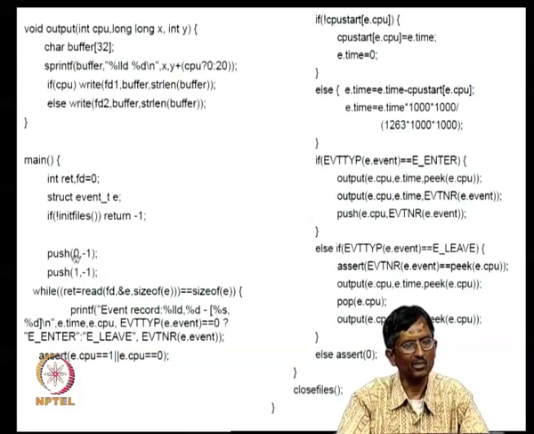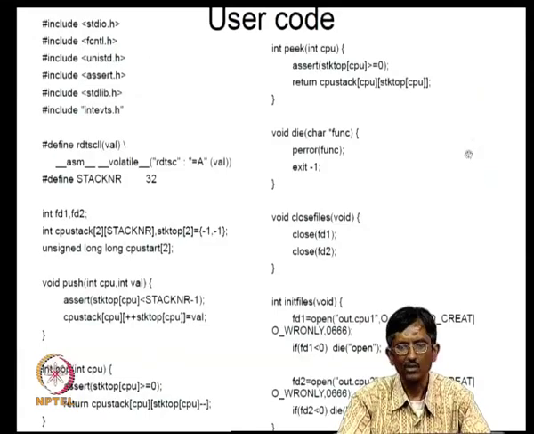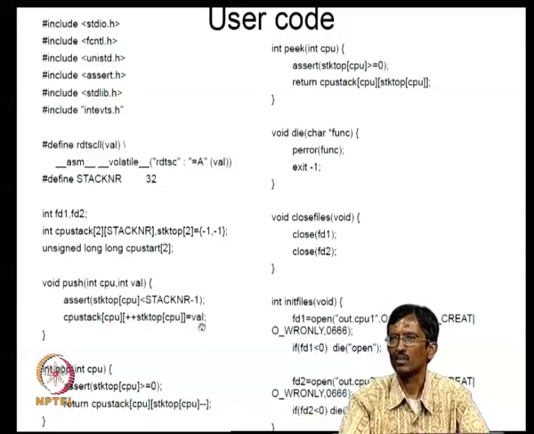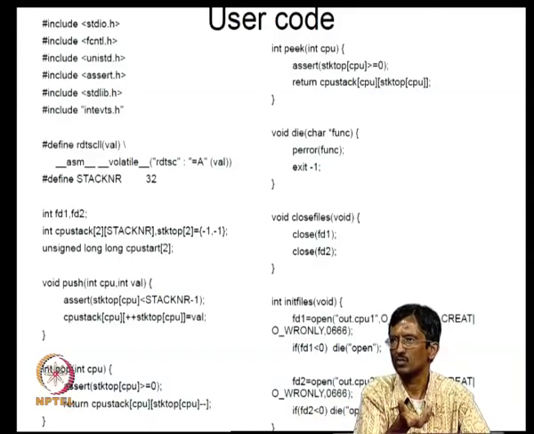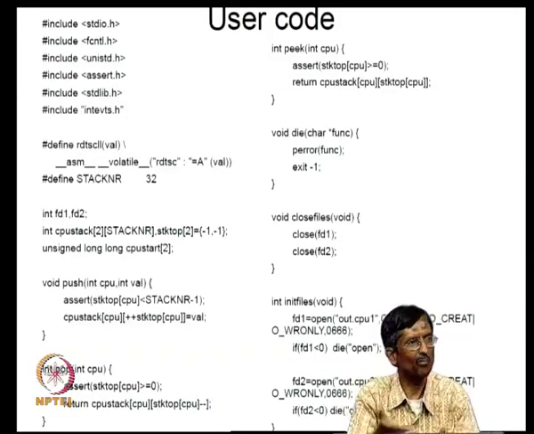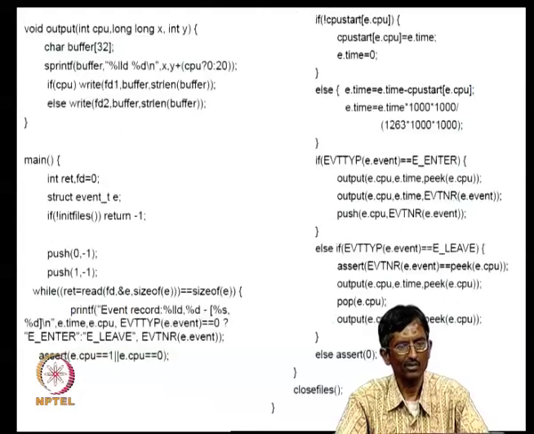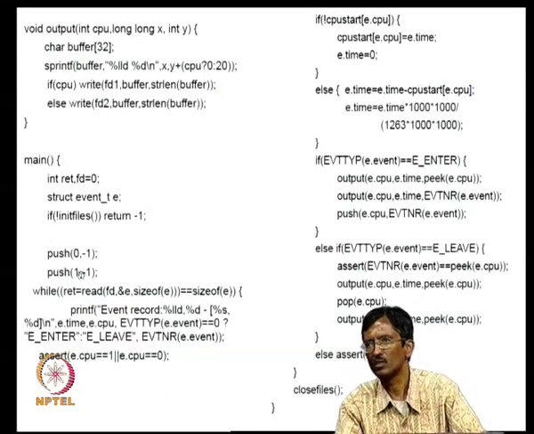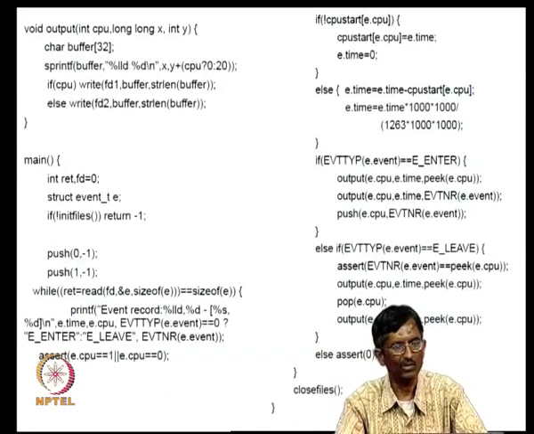If you look at push, int CPU, int val, you can see what it's doing: assert, CPU stacks 0 equal to val. It's basically putting a -1 on the stack corresponding to the first CPU. So it's the bottom of the stack. The stack has got a bottom, with -1 at the bottom. Same thing for the second CPU, that also has a -1.